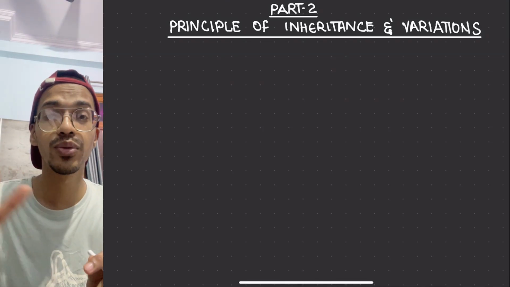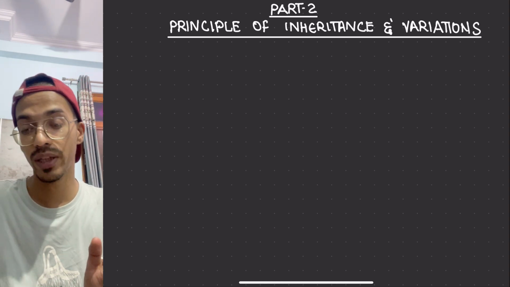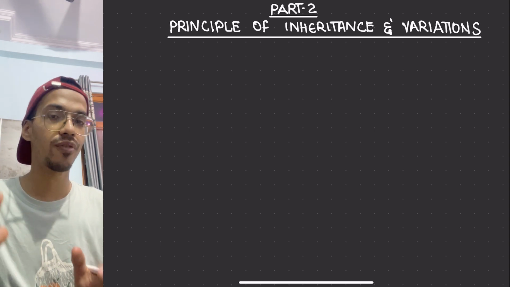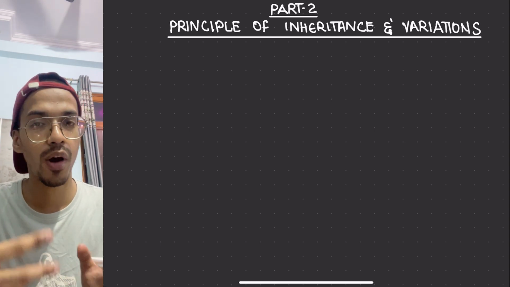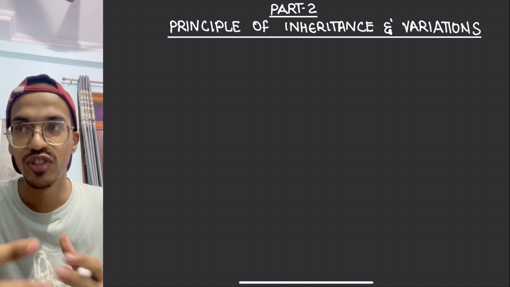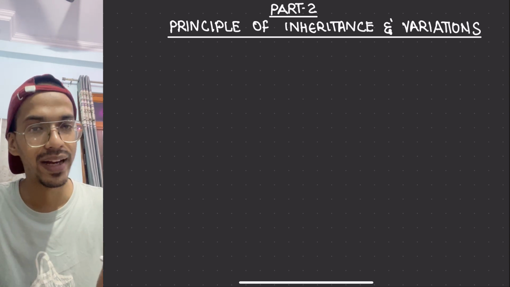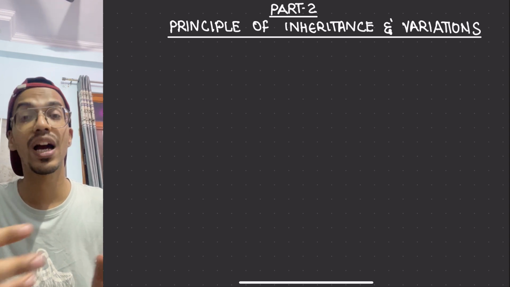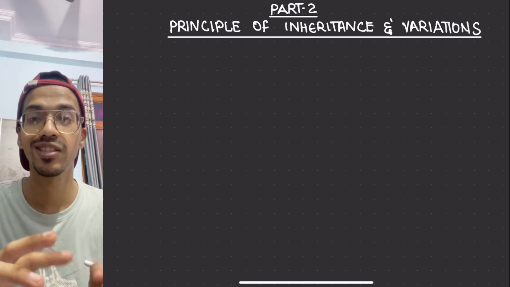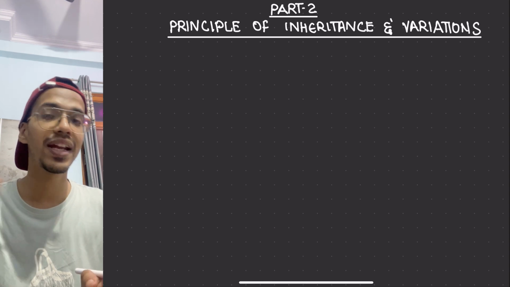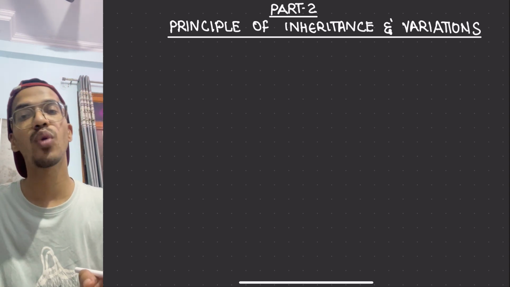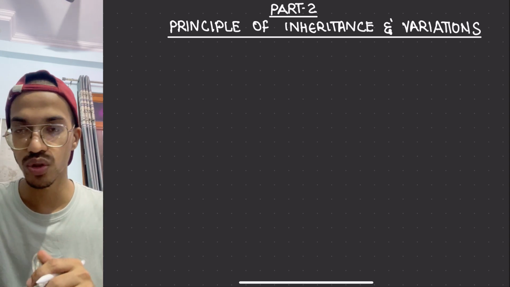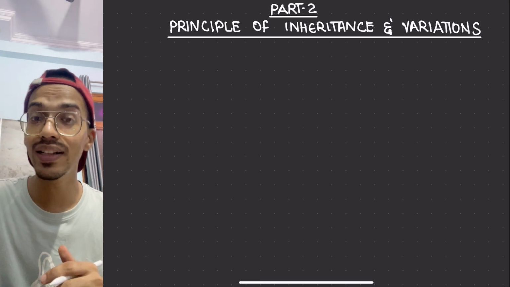This is part 2 of our video where we are studying the chapter on the principle of inheritance and variation. In this chapter, till now we have covered who the pioneer of genetics is, that is Gregor Mendel. He told us about certain things in genetics. Till now we have seen the experiments he went through. One experiment we have already seen, the monohybrid cross, where he checked how single gene inheritance goes. Then the next one is the dihybrid cross.